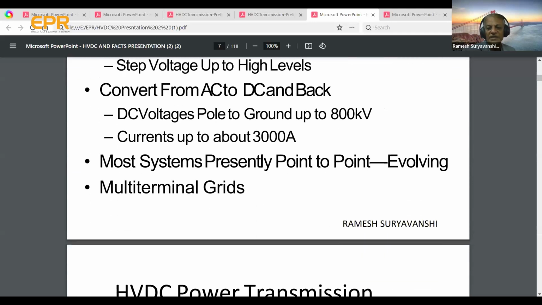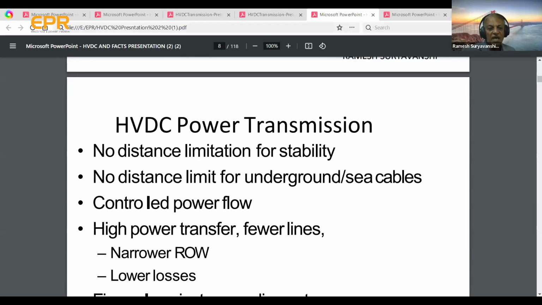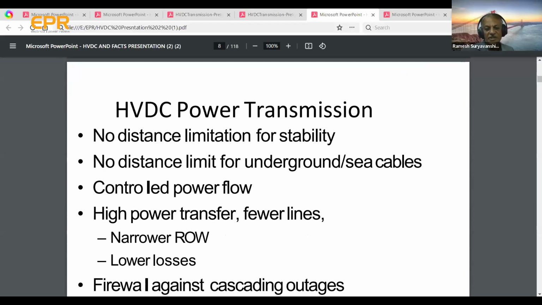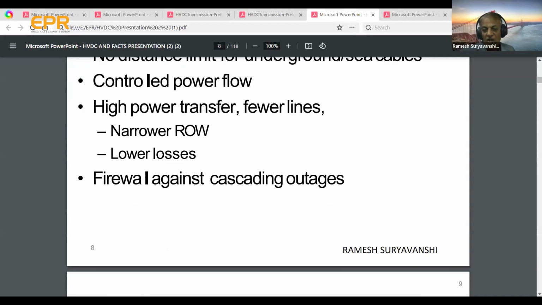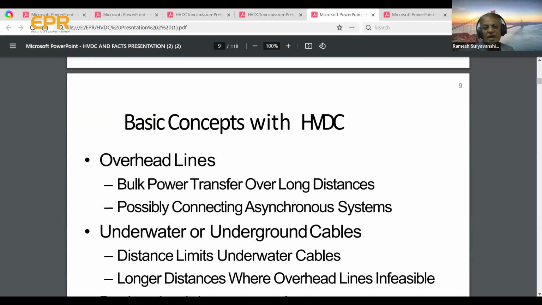Most systems presently are point to point, and evolving. HVDC has no distance limitation, as I told you. It controls load flow, gives high power transfer, fewer lines, and a narrow right of way. Importantly, it is eco-friendly. Nowadays the land is becoming very costly, so we have to use smaller land. HVDC occupies a smaller ROW and has lower losses. That's why we go for HVDC.